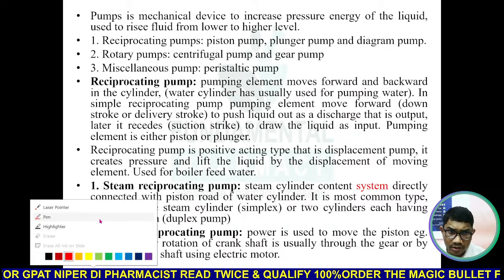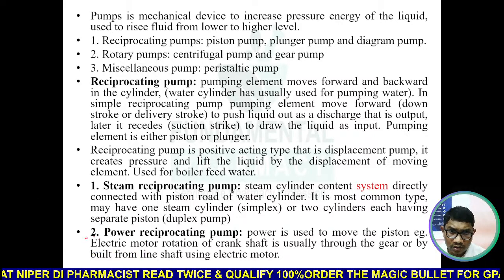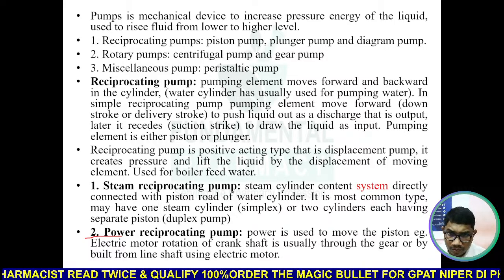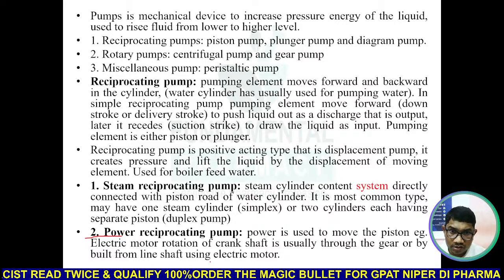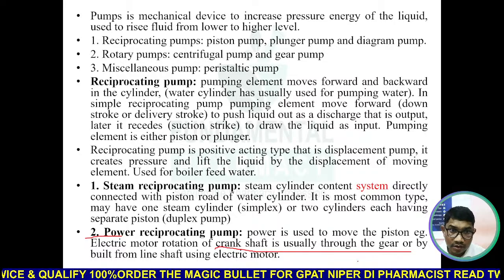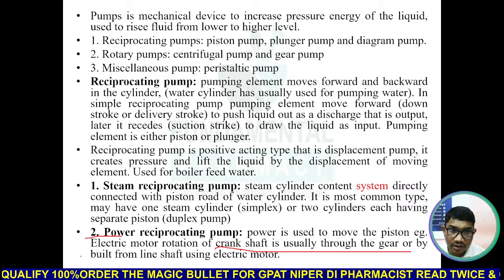In this case electricity is used to move the piston. Electric motor rotation, the crankshaft is usually used through gear which is built by line shaft.